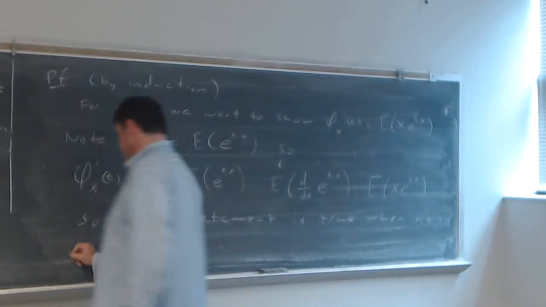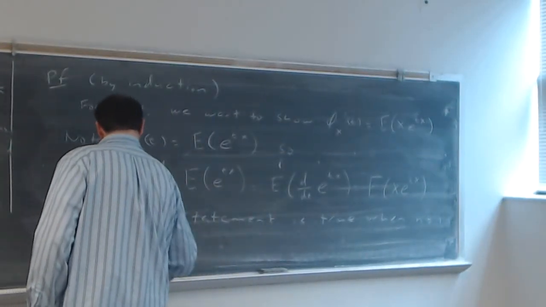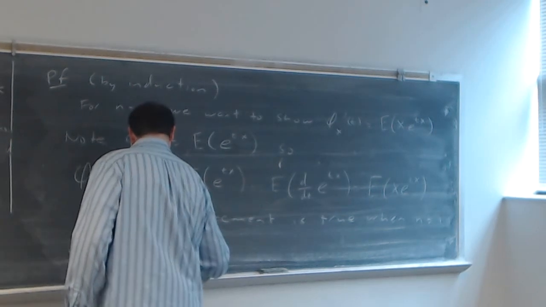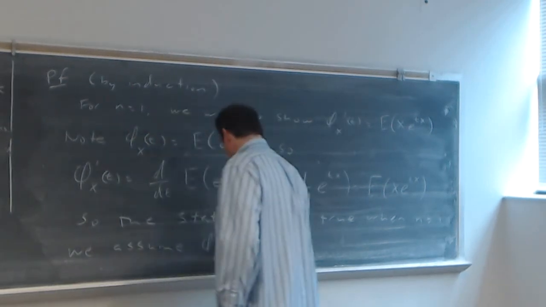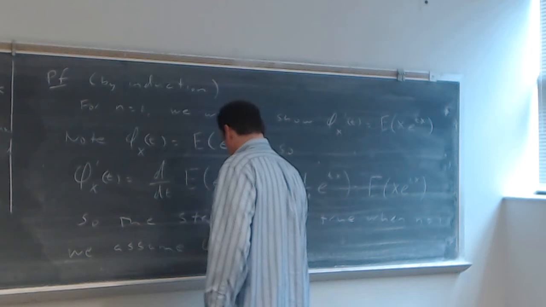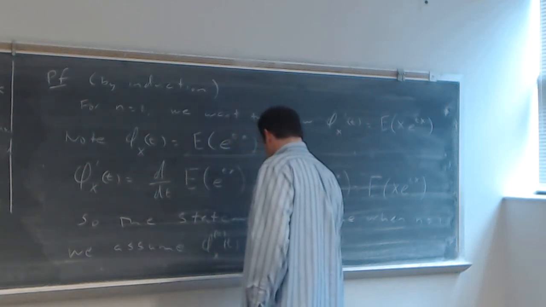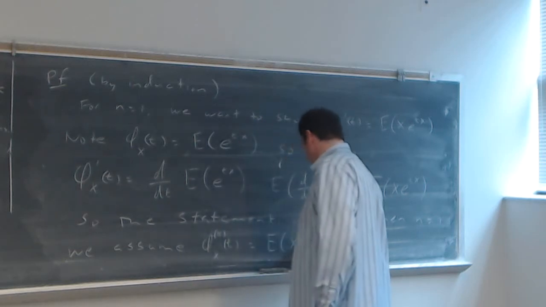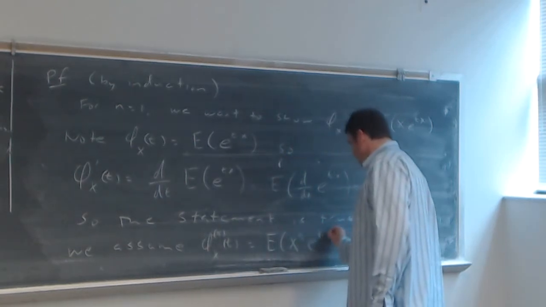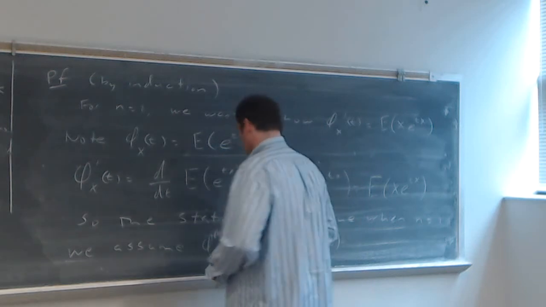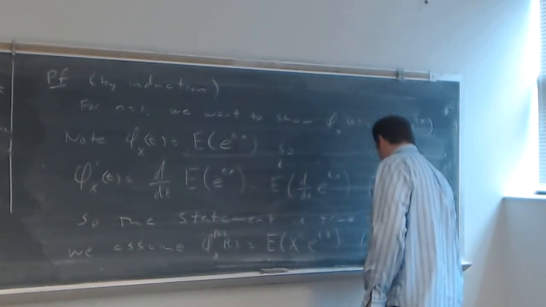Now, we assume the statement is true. We assume phi sub X of t, you take the kth derivative, and that's equal to the expected value of X to the k times e to tX. This is n equals k.